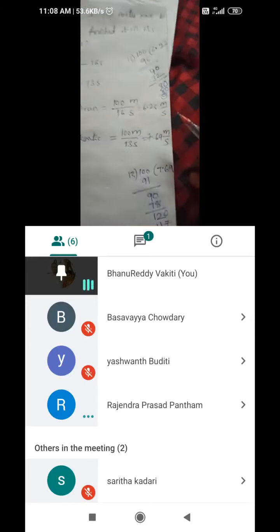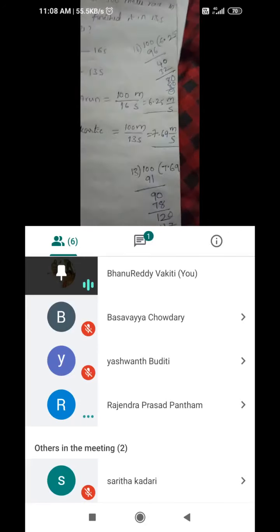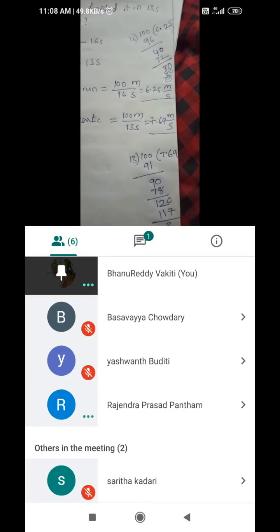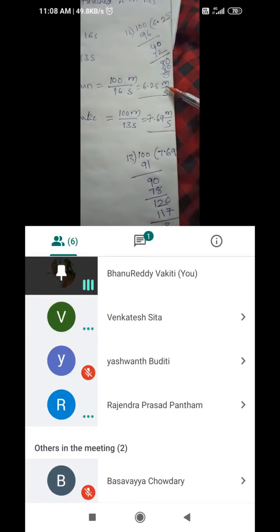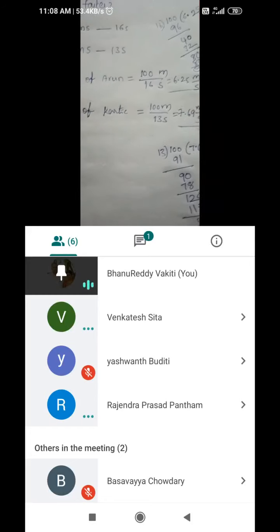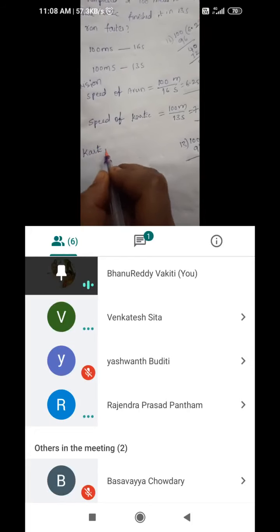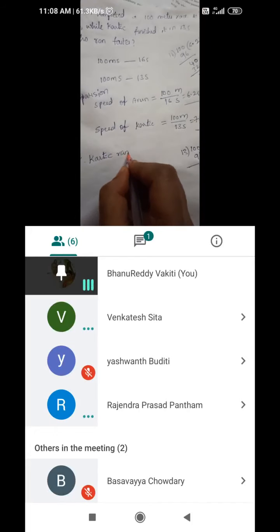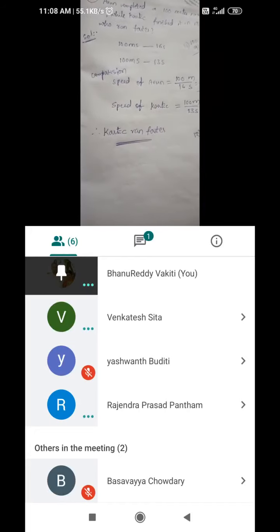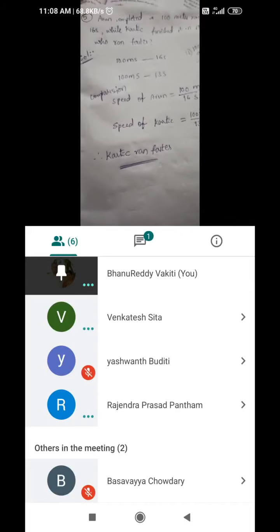Dharani, which one is fast, Nana? Which speed is high here? Which one is more speed? Among these, which is more? 7.69 is more. So therefore Karthik is moving fast. Karthik ran faster. Is it clear? Like that we can write.